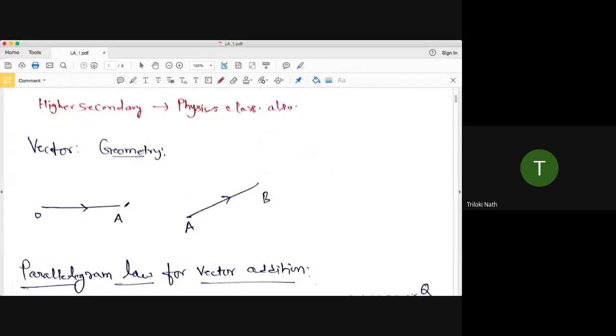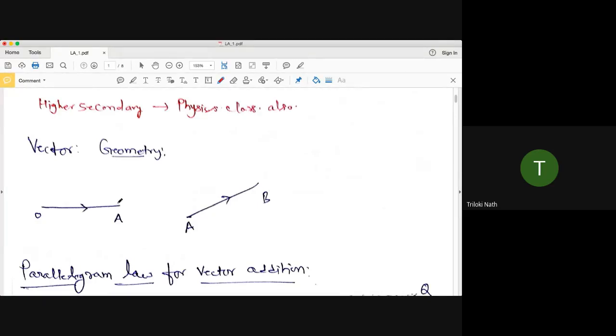Another physical example you can take. For example, you are running in a circle. Then your direction is always changing. But if you run on a road, and the road is straight, then your direction is definite. Suppose this is the road and you are running along OA, then your direction is from O to A, right? And how much you run is the magnitude of this vector OA, that is this line segment OA. So geometrically, you know how to represent a vector.